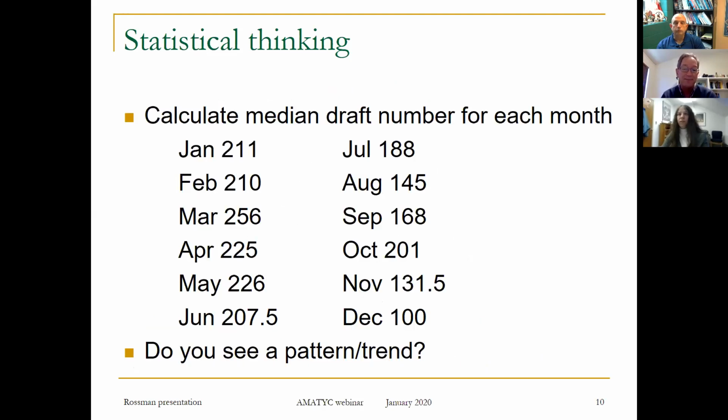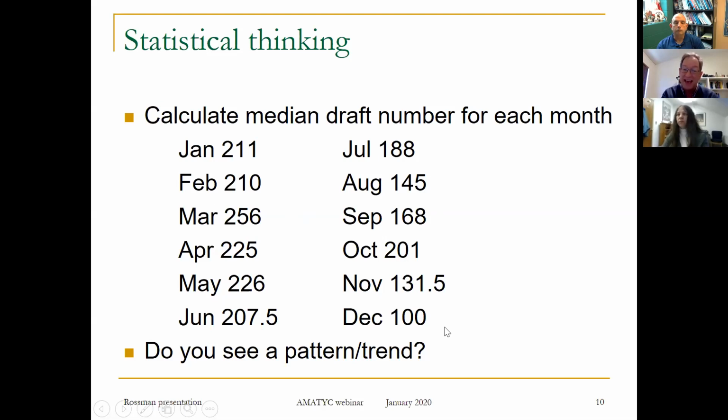There they are. And the next question is, do you see anything here? Do you see any pattern? Do you see any trend? And students do see a trend there. They point out that in the first half of the year, every single median in the first 6 months is bigger than every single median in the second 6 months. And that seems pretty surprising.